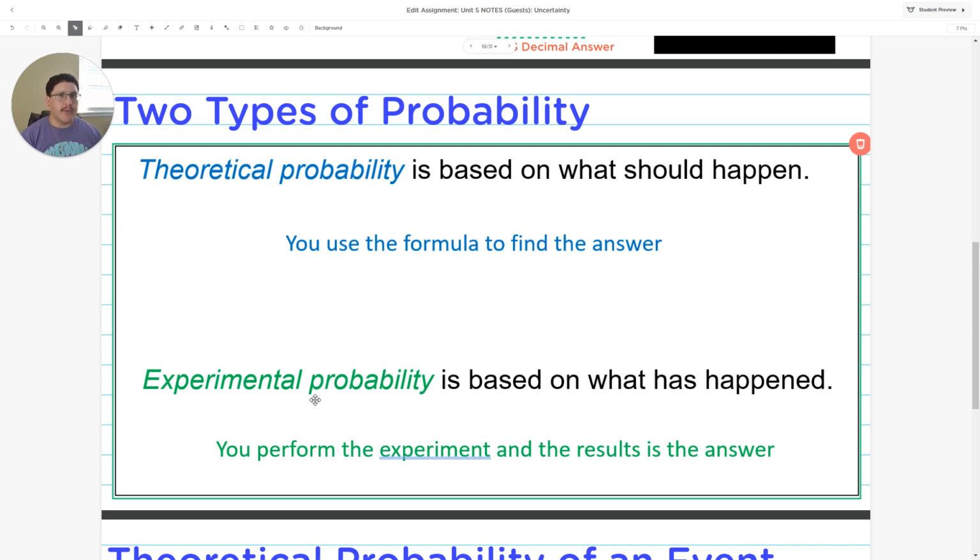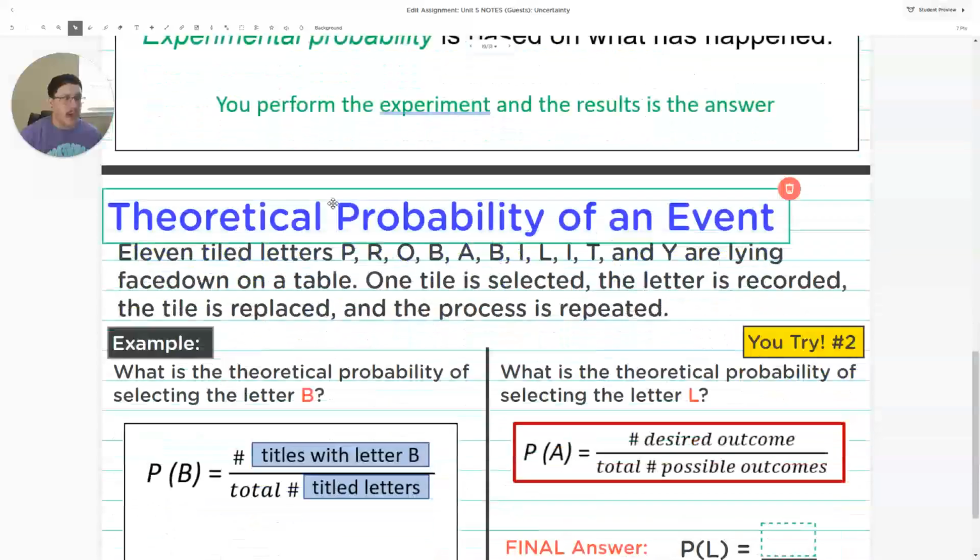Theoretically, you should be able to roll a 3 1 out of 6 times you roll the die. But maybe it takes you 10 times to roll the 3 versus 6. Again, that is the experimental probability versus what theoretically should happen. With experimental probability, you perform the experiment and the results are the answer. Okay? So let's go through a couple examples here.